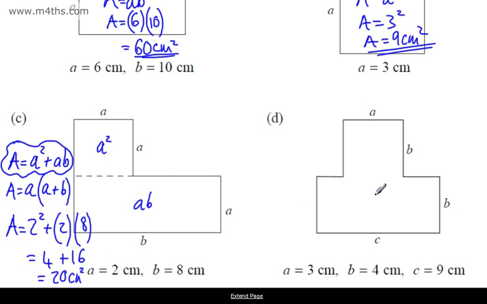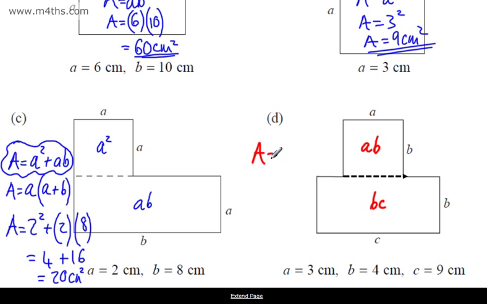So all I've done is simply gone ahead and substituted the values in. With this one right here, let's go ahead and just put this one on. All I would do is cut across here. I would split this now into a rectangle at the top and a rectangle at the bottom. This one would be AB. This one would be CB, or if we did it alphabetically, BC.